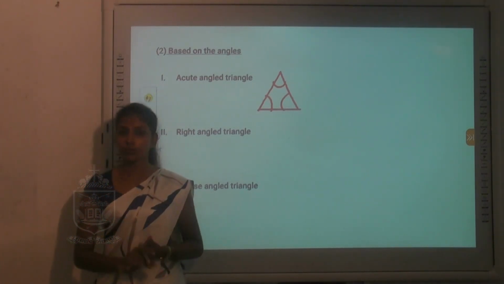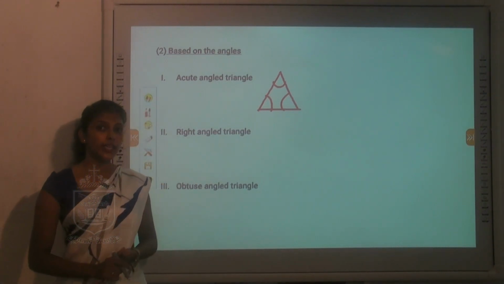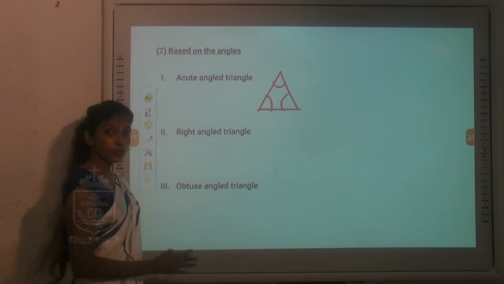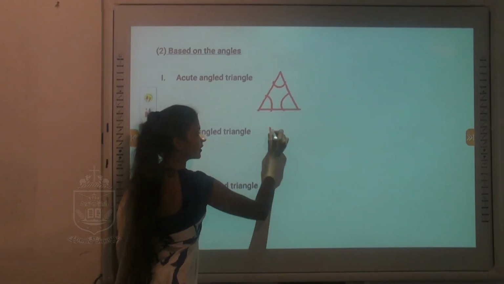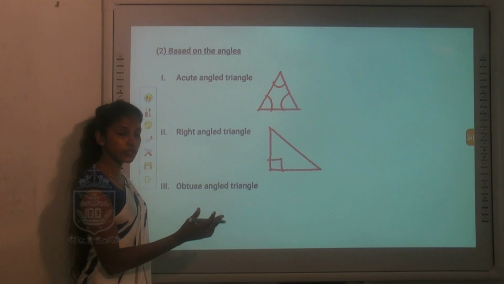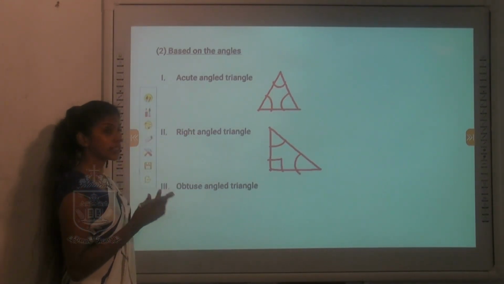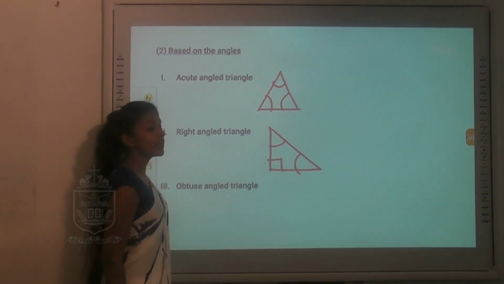You know right angle means where you have a magnitude of 90 degrees. So in a right angle triangle, you can draw the figure like this, a triangle where one angle is 90 degrees and the remaining two angles are acute angles. That is less than 90 and this is exactly 90 degrees.